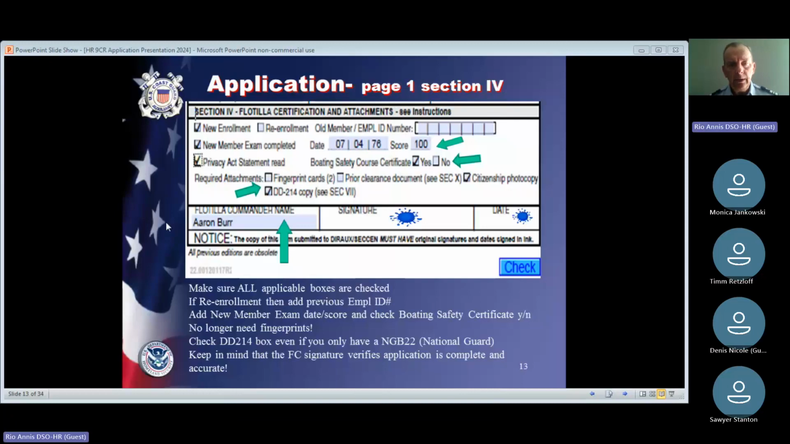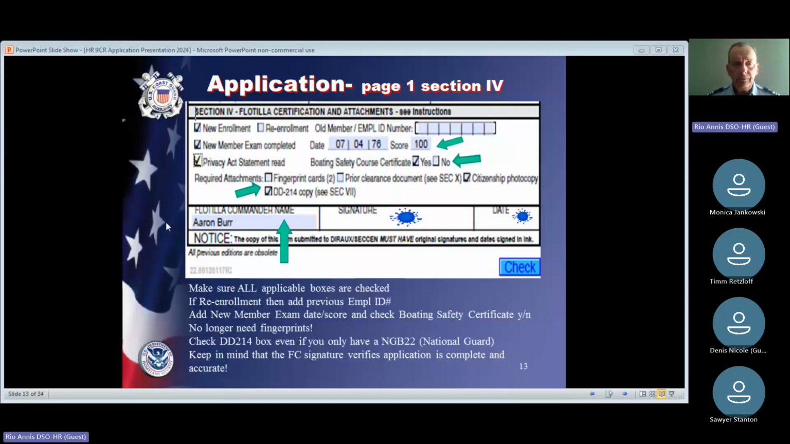If it's DD 214, you want to check that box. Keep in mind, if they were National Guard only and never were activated into the Army, they will not have a DD 214. They'll have an NGB 22. So you could still check that box and then submit the NGB 22 with the application.